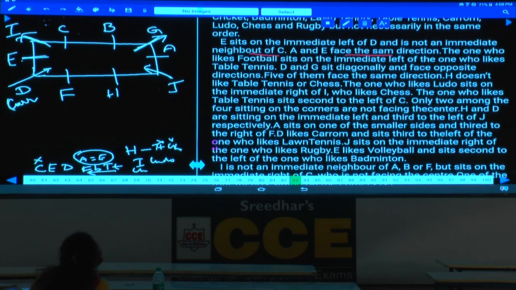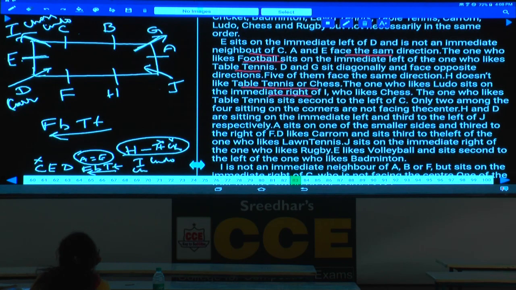And the one who likes football sits on the immediate left of the one who likes table tennis. Football is to the immediate left of table tennis, and D and G, five of them face the same direction. H does not like table tennis or chess. So H, table tennis or chess is ruled out, and the one who likes Ludo sits on the immediate right of I who likes chess, and this Ludo is to the immediate right of this one.